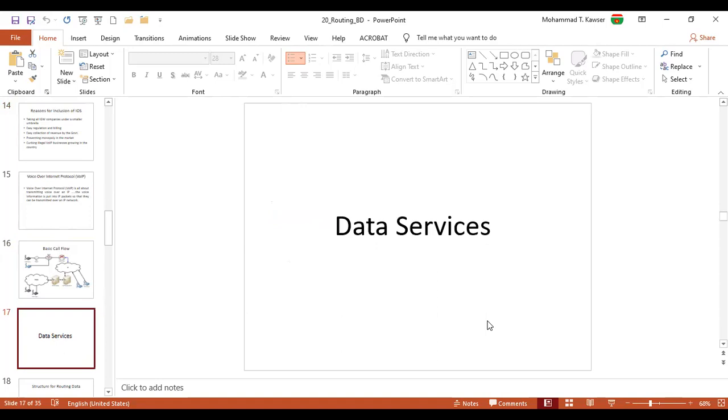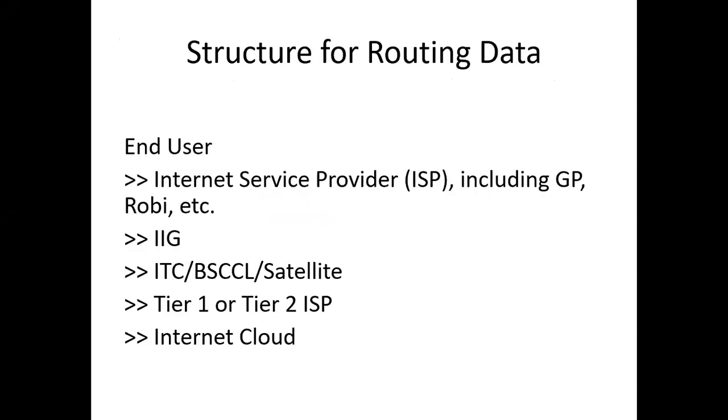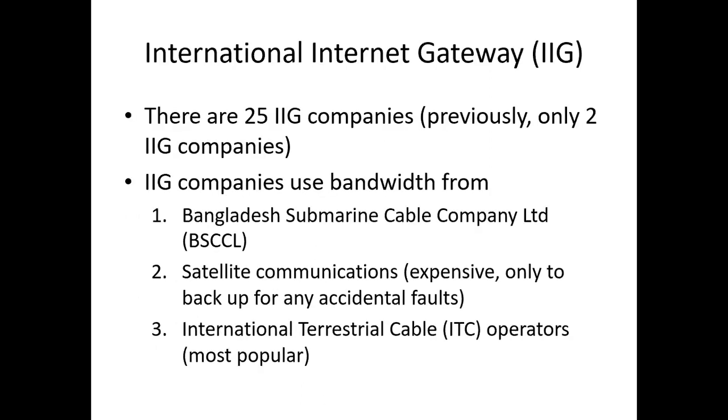We're talking about the data services, I mean, how the data calls are routed. Well, in this case, you are connected to different ISPs. If you are using the cellular services, then that's your ISP. If you are connected to a broadband connection, then it's your ISP. And this ISP at the back end is connected to what we call in our country the IIG. IIG means International Internet Gateway.